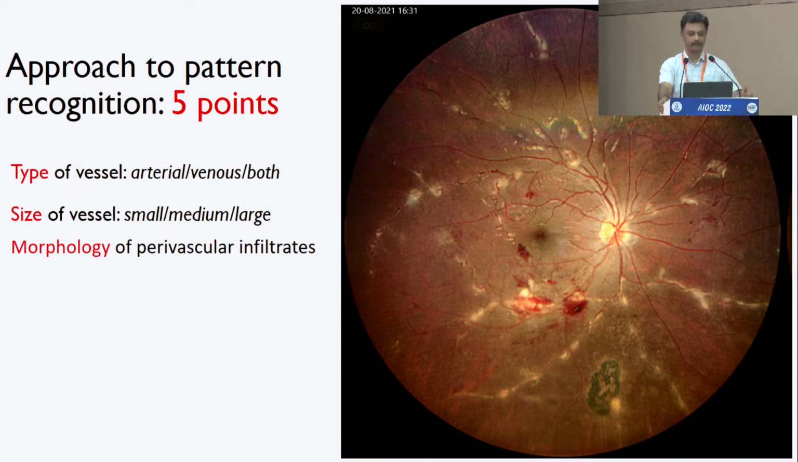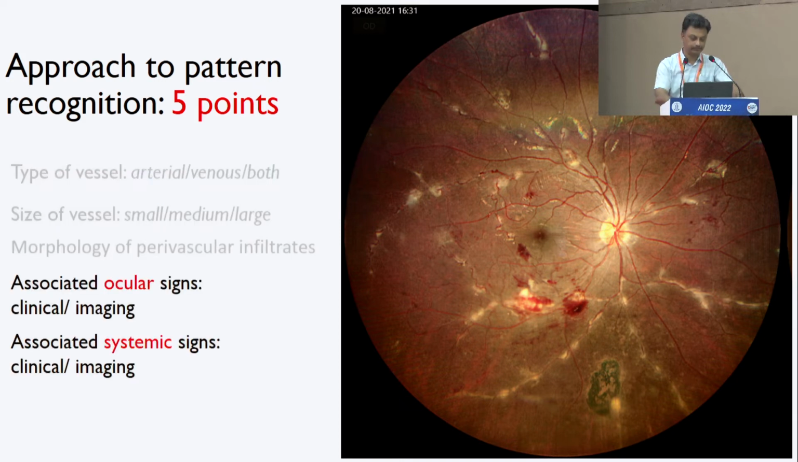You look at the type of vessel, whether the arteries are involved, the veins, or both. The size of the vessel is always small in the case of retinal vessels, and then the morphology of the infiltrates. Are those skip infiltrates or confluent infiltrates? It's very important to describe all these findings.